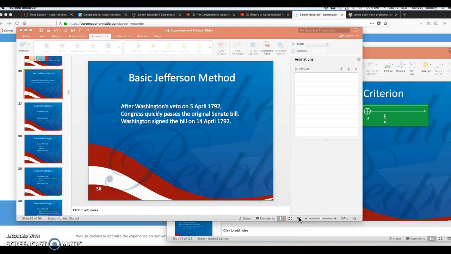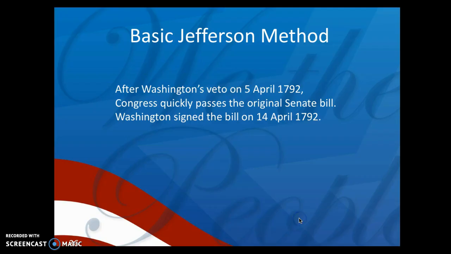Hi, we're going to continue our lesson on the United States history of apportionment with the U.S. House of Representatives. So in the last video, we talked about the Hamilton's method, but it violated the quota rule, and it also violated the Constitution for a couple of specific House sizes. So after George Washington vetoed that bill, Congress quickly passed a new bill that uses what we'll call the basic Jefferson method. And actually this method was used for another 40, 50 years or so, as we'll see shortly.